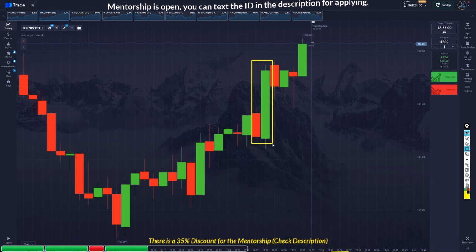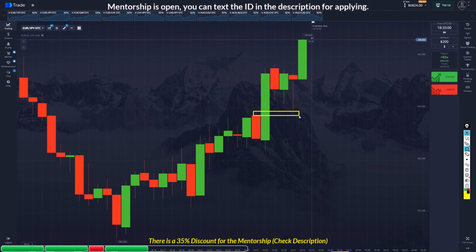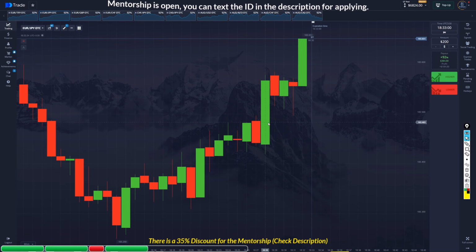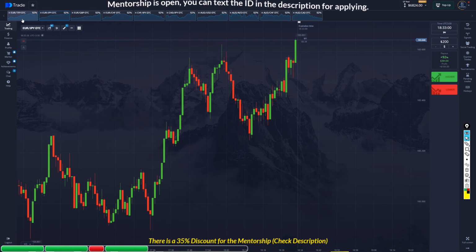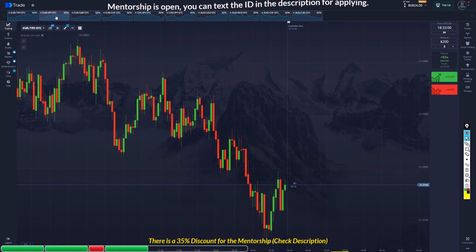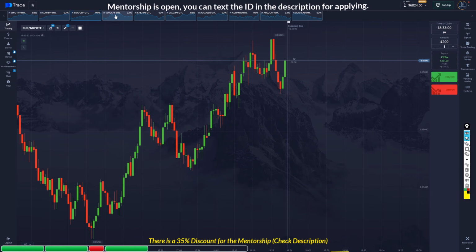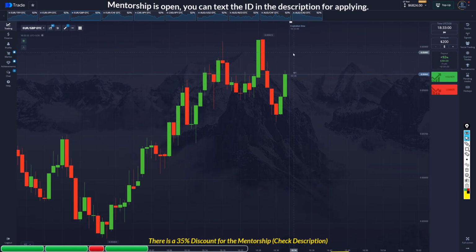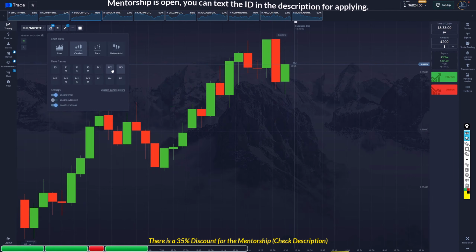And inside of this engulf, we have a demand area. It touched exactly the demand area and it's going up. And I took advantage of that. So if you look at the market with multi-time frame analysis, you're gonna see all the detail.